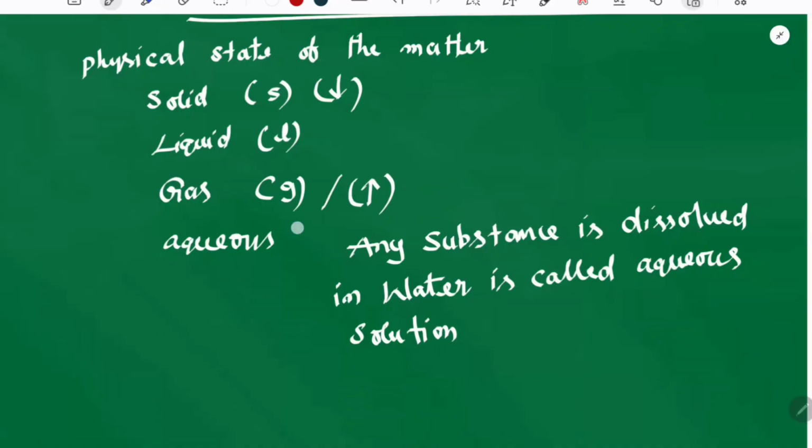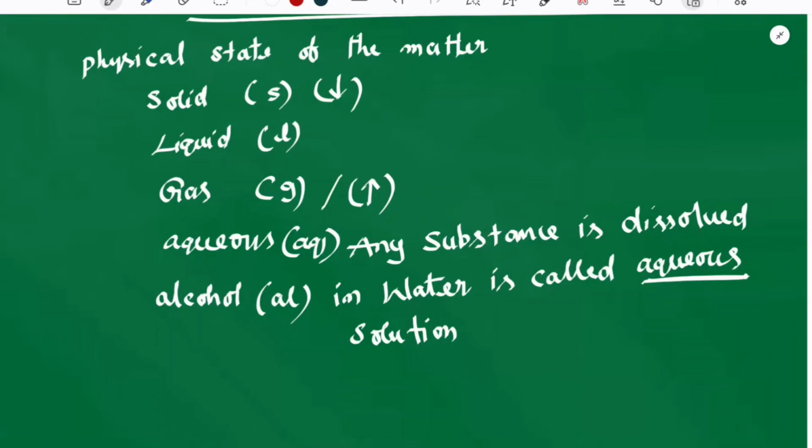So for aqueous we can use the symbol aq. Aqua means water, no? Any substance dissolved in water is called an aqueous solution. If any substance is dissolved in alcohol, we can write the symbol AL. So these symbols we can use to represent the physical state of whatever is involved in the chemical reaction.